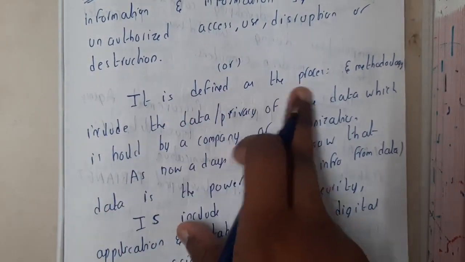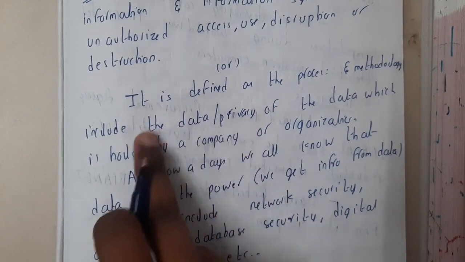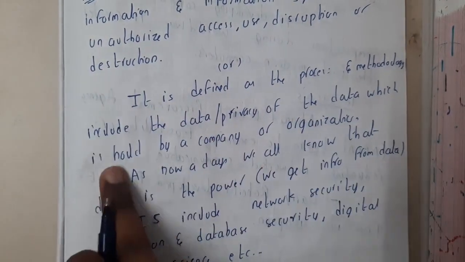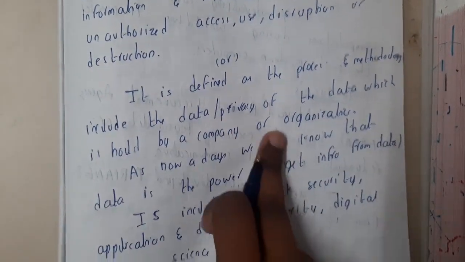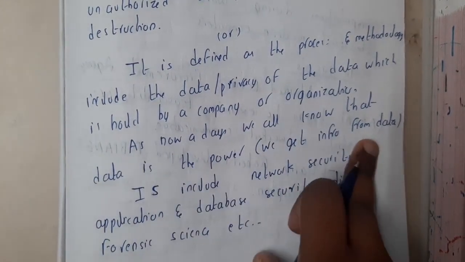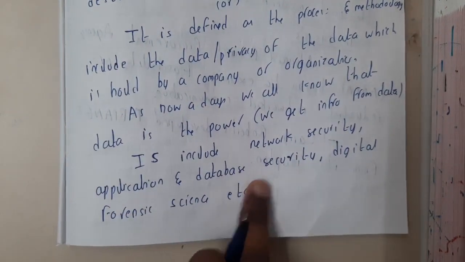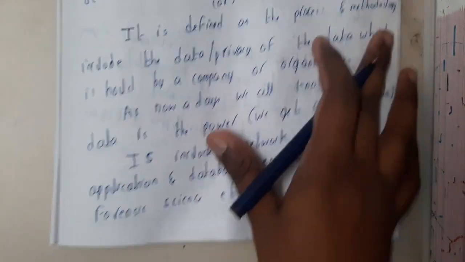It is defined as a process and methodology including data privacy. It includes the privacy of the data which is held by a computer or an organization. Nowadays we all know that data is power. We get information from data. So it includes network security, application security, database security and all those security areas, guys. I hope everyone got some basic idea about information security.